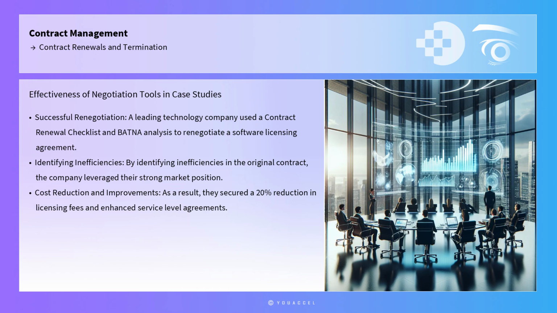Case studies demonstrate the effectiveness of these tools. For instance, a leading technology company successfully used a contract renewal checklist and BATNA analysis to renegotiate a software licensing agreement with a major vendor. By identifying inefficiencies in the original contract and leveraging their strong market position, the company secured a 20% reduction in licensing fees and enhanced service-level agreements.